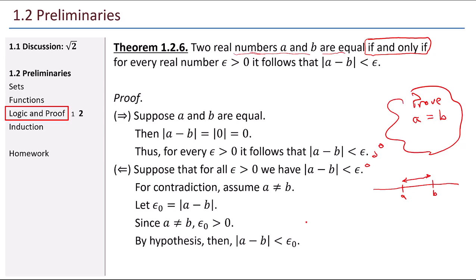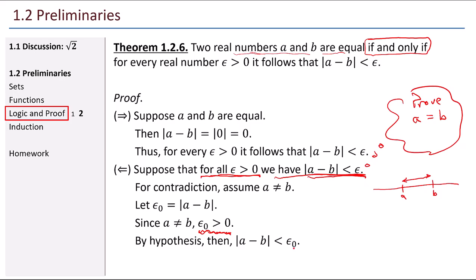Okay, we believe it. Now the hypothesis says that my absolute value of A minus B must be less than epsilon naught, because look back at the hypothesis: for all epsilon greater than 0, we have the absolute value of A minus B is less than epsilon. So in particular, epsilon naught is greater than 0, so my hypothesis tells me the absolute value of A minus B must be less than epsilon naught.